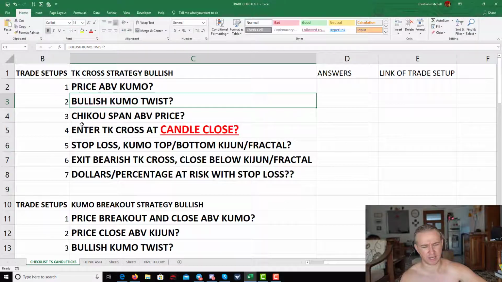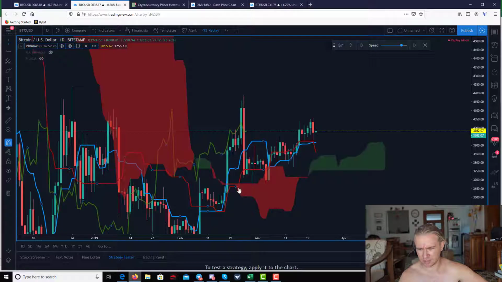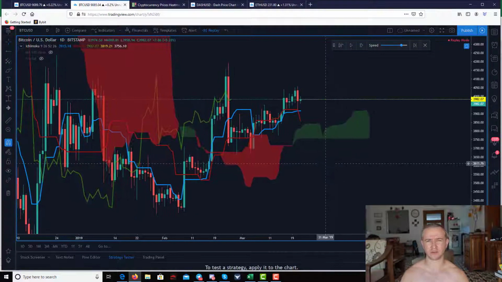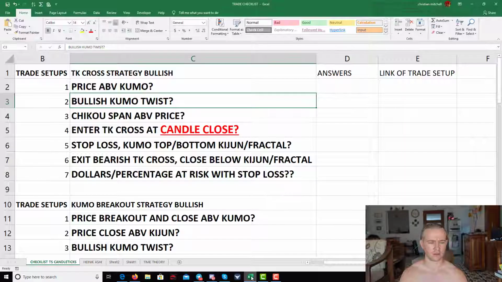Enter TK cross at candle close. So I've marked this level 3,982, so that's where you would enter. Now your stop is going to be related to your stop loss strategy and your risk management. So there's some different options on how you'd set your stop loss. Stop loss Kumo top, which is Senkou span A. Bottom of Kijun, so if it breaks the Kijun level on a daily close, or the previous bear fractal. So that's your stop loss.